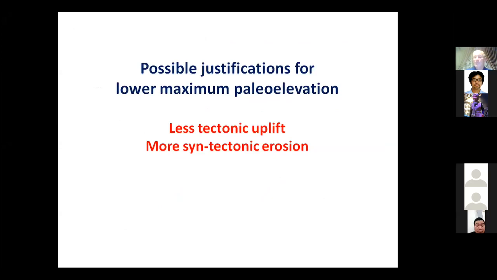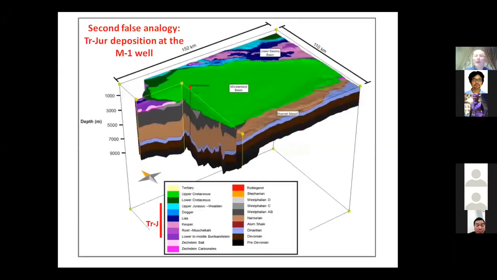So, two justifications that you can use, both of them: less tectonic uplift and more erosion during tectonic activity. The second false analogy, I think, is that there was deposition of Triassic and Jurassic at the M1 well location. In other words, they used the Lower Saxony Basin as their analog instead of using the Rhenish Massif.